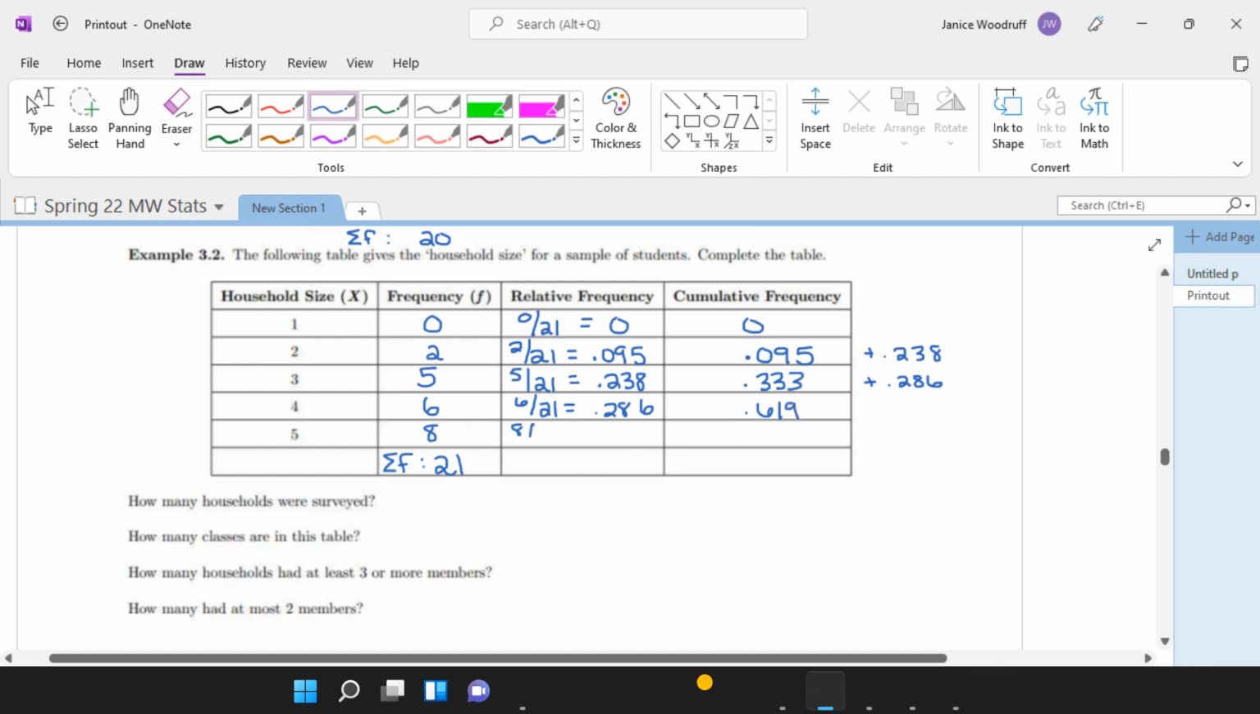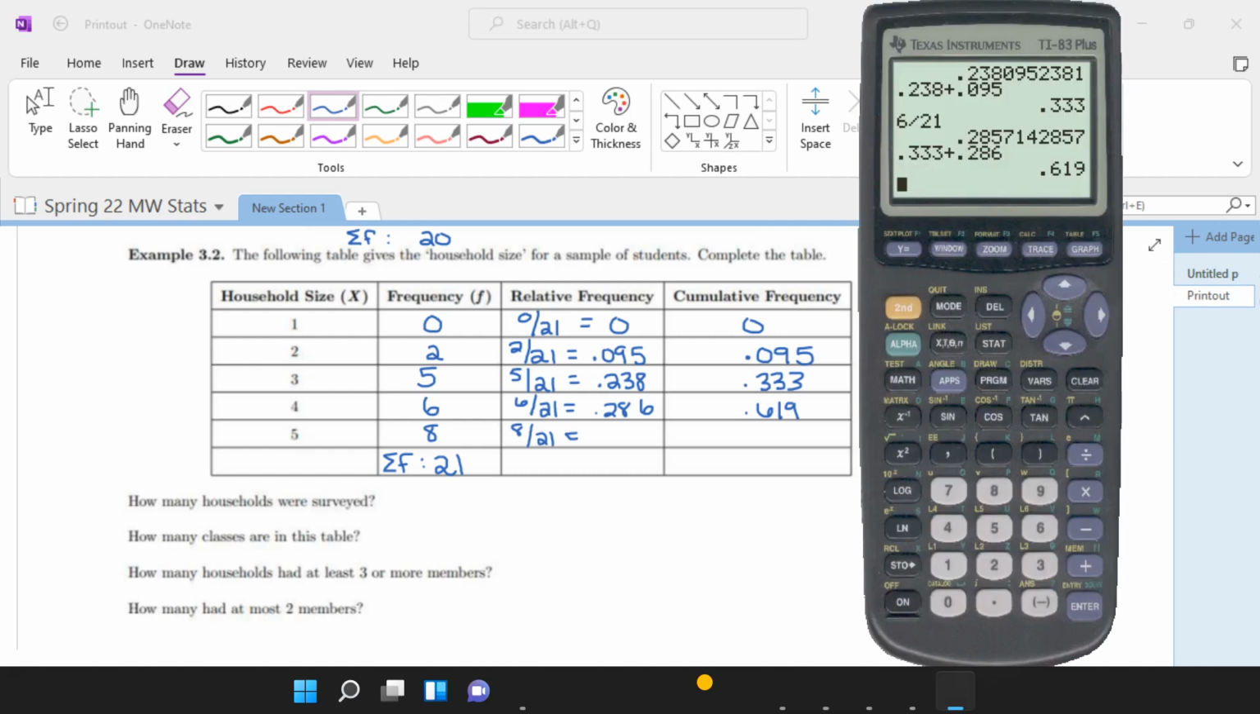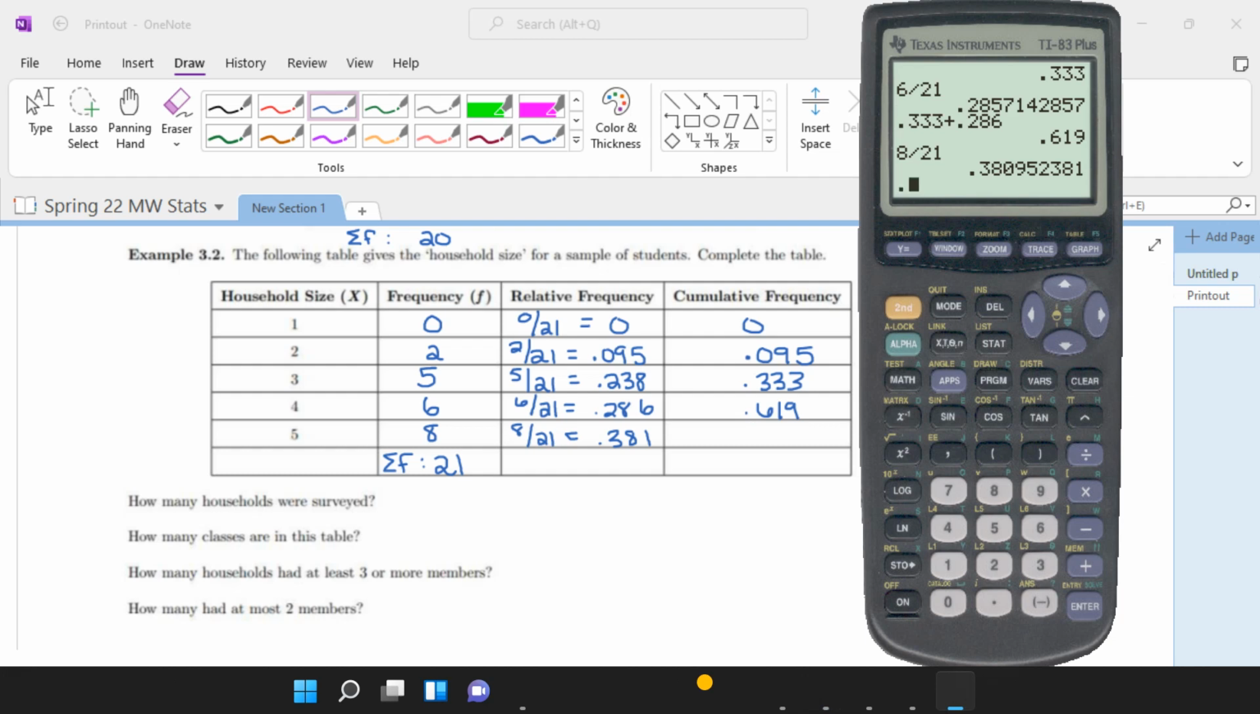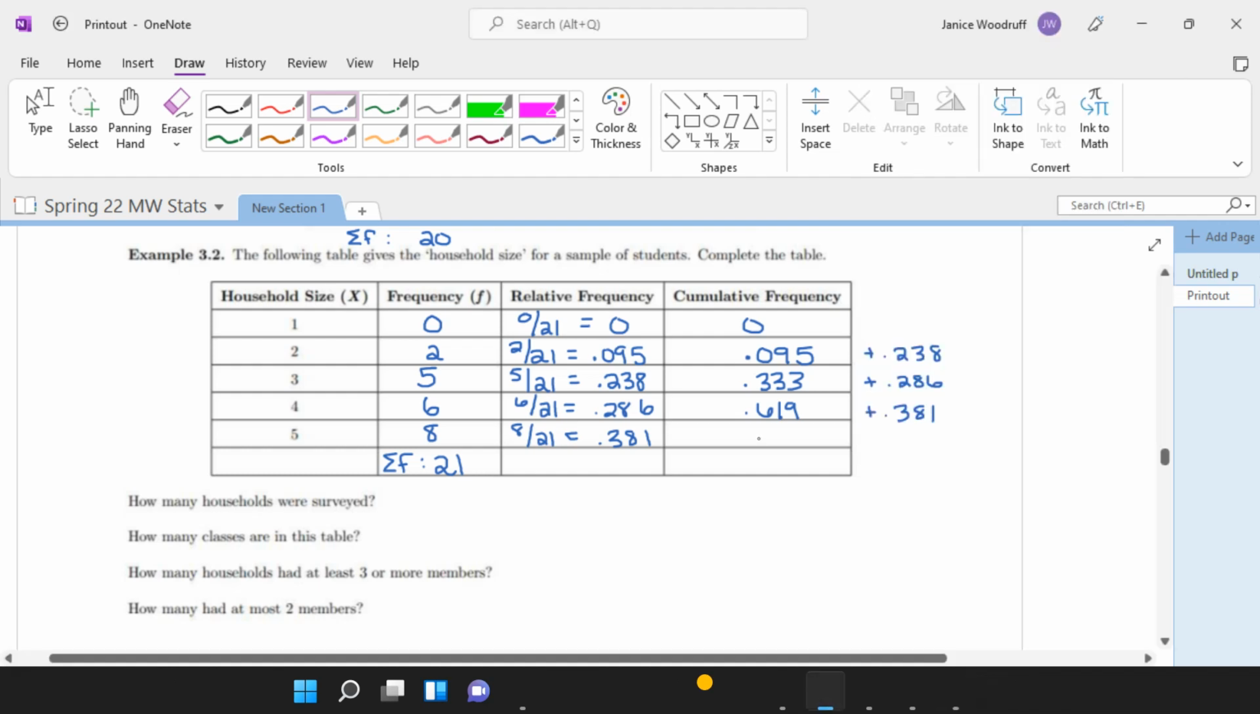Then you have 8 out of 21. So let's see here. A lot of people with big families. 0.381. And then we'll add that right here. So 0.619 plus 0.381, that should add to 1. Let's check that. And there you get 1. So it should add to 1 at the end of your cumulative frequency column.